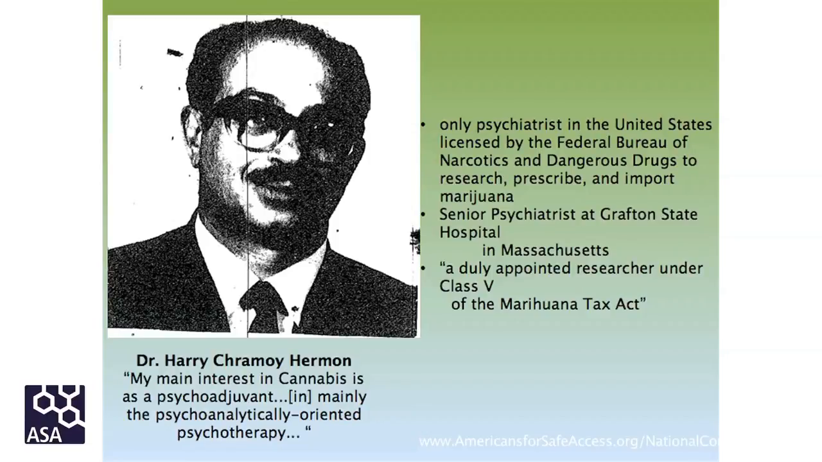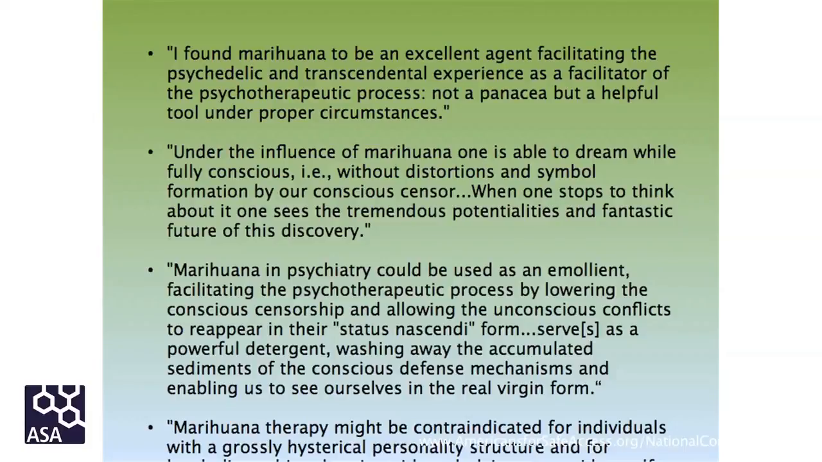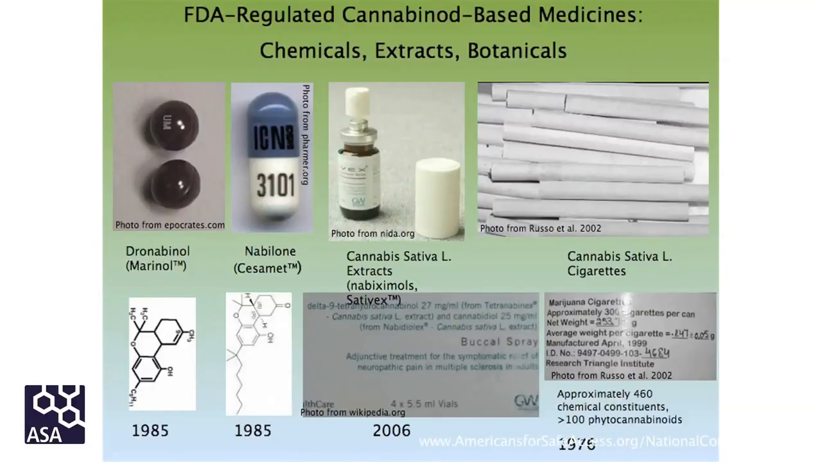And in this article, he described his interest in using cannabis as a psychoanalytically oriented psychotherapy adjuvant. And these are just some of the things that he found in his research, that it could be used as an emollient, lowering conscious censorship, and so on. So this was another form of research that was going on before the 1970 law was passed.